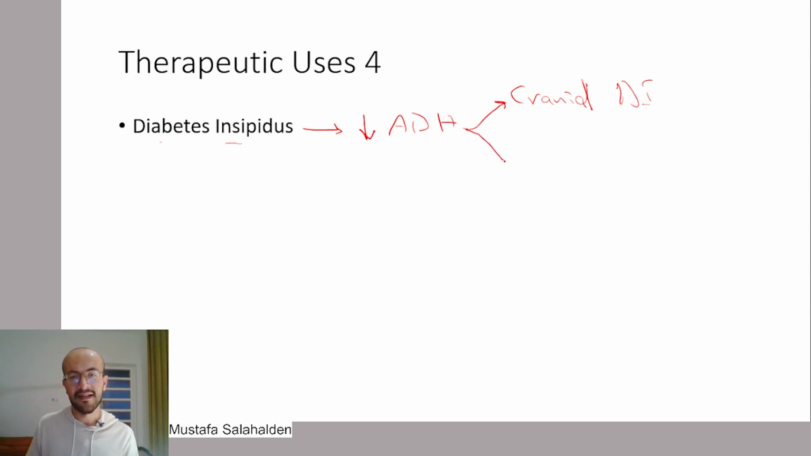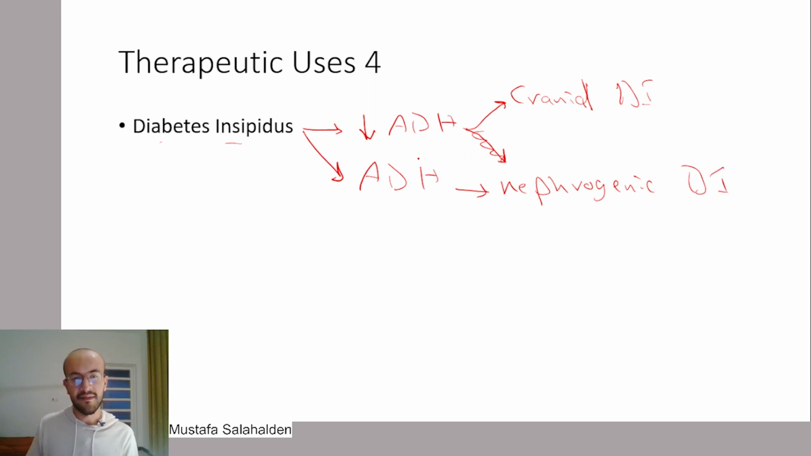And the other type is where the ADH is available, but the kidney is not responding to the ADH. So we would get nephrogenic DI.